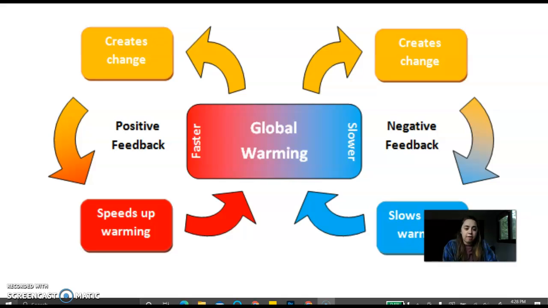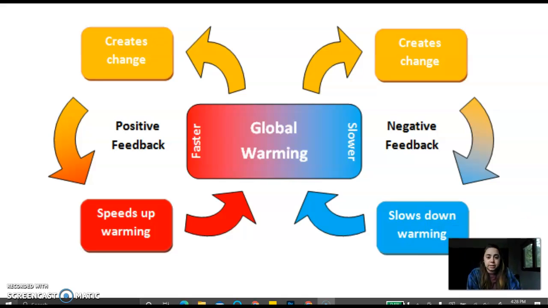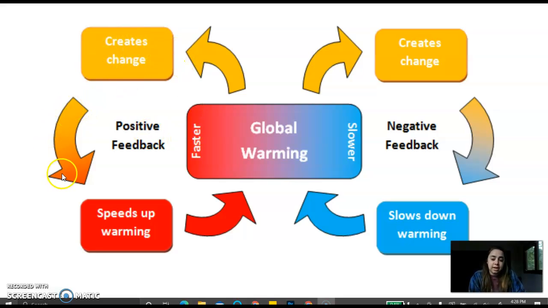Here's an example of both positive and negative feedback as it relates to climate change, which is what we talked about last year. So if I have global warming and it's going to create a change that slows down the warming, it's negative feedback because it's making the change happen slower. However, if I make a change that makes it happen faster, such as melting ice caps and increasing the absorption of energy, I'm going to speed up the warming and it's going to happen faster and faster and faster.